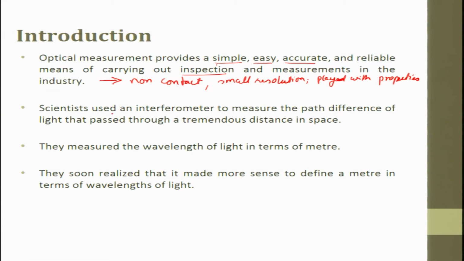Scientists used an interferometer to measure the path difference of light that passes through a tremendous distance in space. We use interferometers. They measure the wavelength of light in terms of meters. They soon realized that it made more sense to define a meter in terms of the wavelength of light. So, first they defined the wavelength in terms of meters, then they started defining a meter in terms of wavelength because it was very accurate.